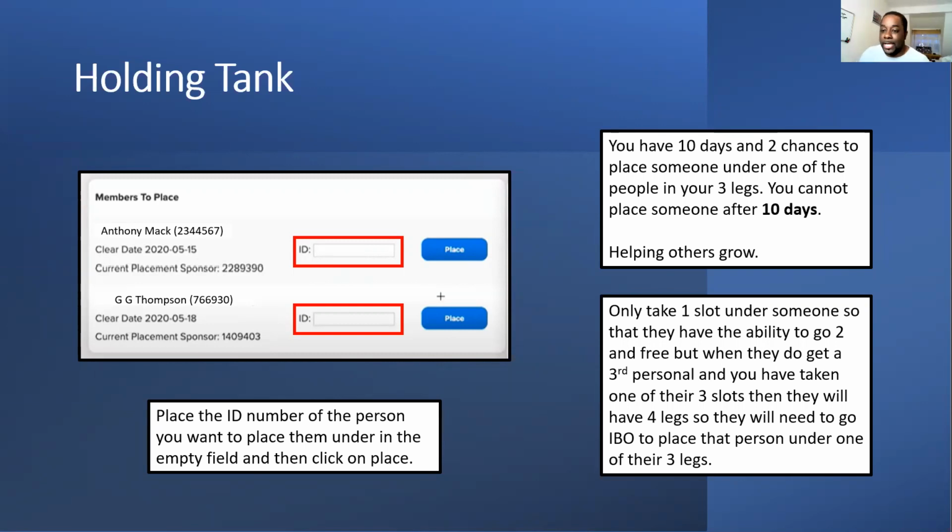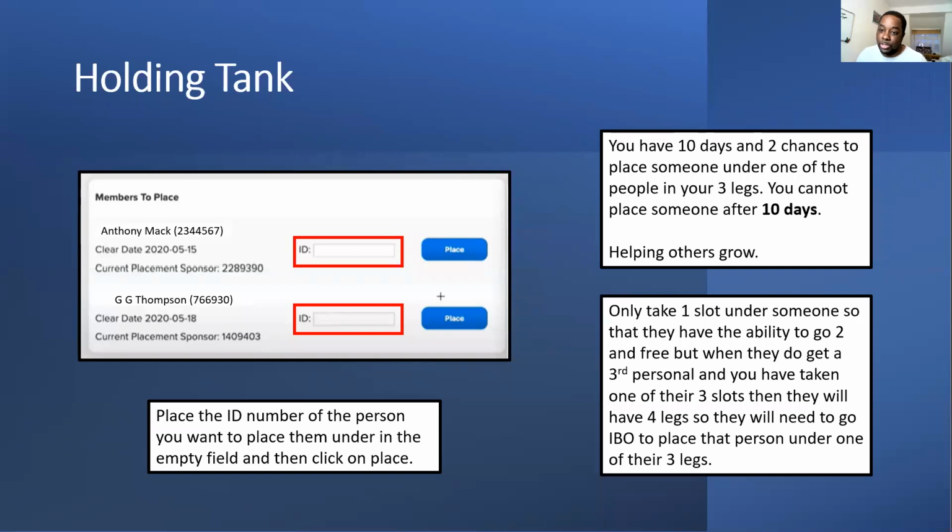Now, the good thing about IM is that when I started, you only had one chance to place someone. If you made a mistake, your person was gone. Luckily for you, IM gives you two chances, the first time and the second time. Once it's done the second time, you can't move them again. So make sure when you copy and paste and put them there, you're sure. You might change your mind later and go, you know what, that leg's blowing up, I'm going to move them somewhere else. So it's always key that you take your time.